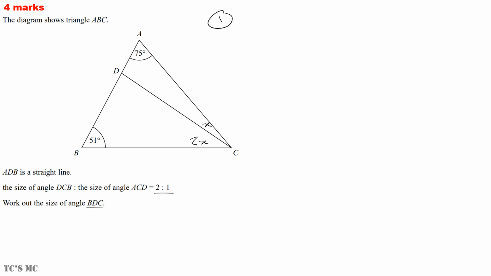Step 1. I am going to work out angle ACB, and that is part of the overall triangle ABC. Looking at the diagram, that is the same as saying 3x, or I can work it out: 180 subtract 75, subtract 51. So I have 105 subtract 51, and that is 54 degrees. Now I have one mark.